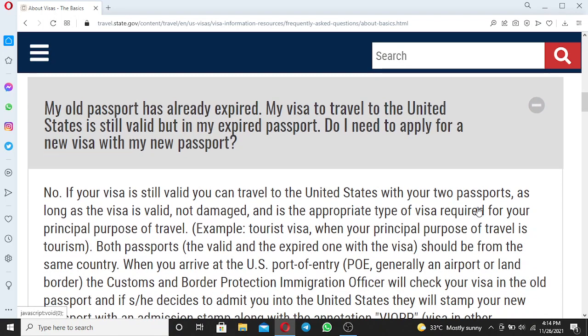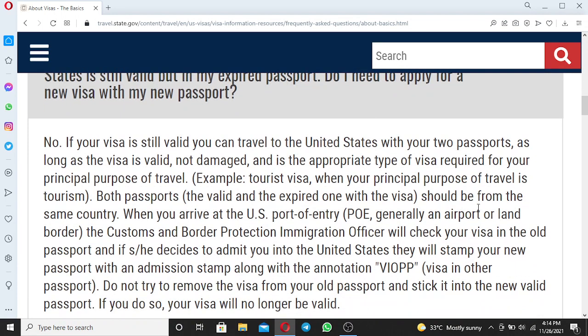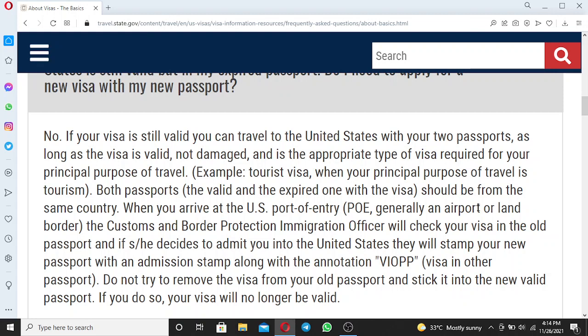The answer is no. If your visa is still valid, you can travel to the United States with your two passports as long as the visa is valid, not damaged, and is the appropriate type of visa required for your principal purpose of travel. For example, if your visa is a tourist visa, your principal purpose of traveling is tourism. Both passports, the valid and the expired one with the visa, should be from the same country.